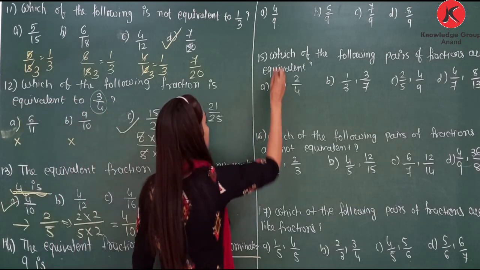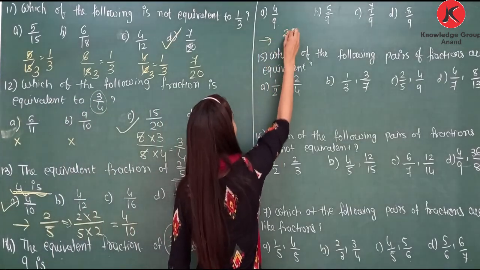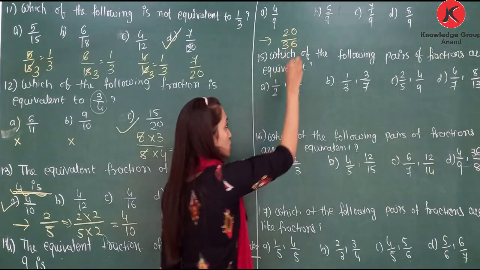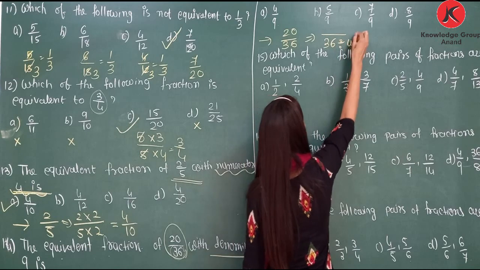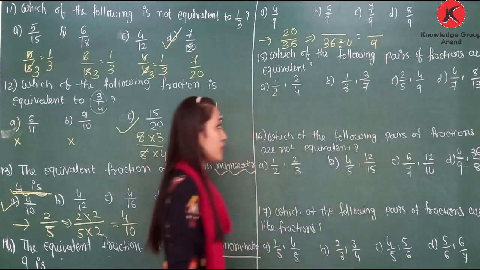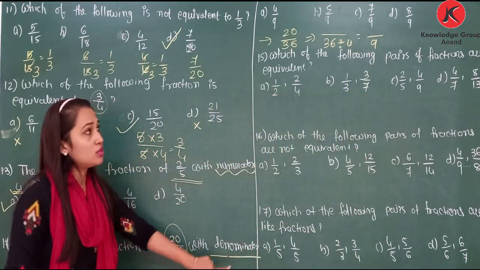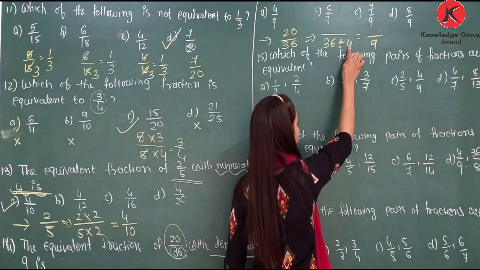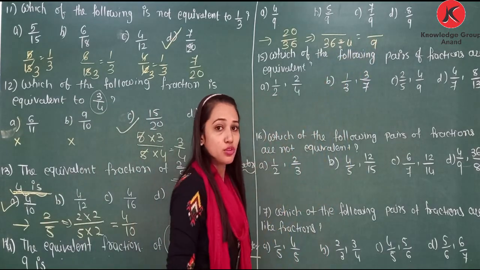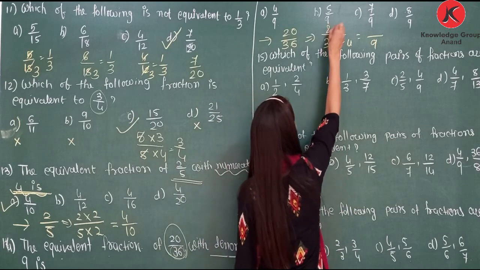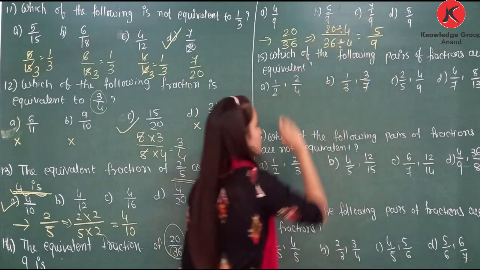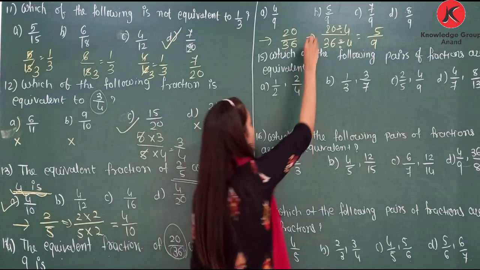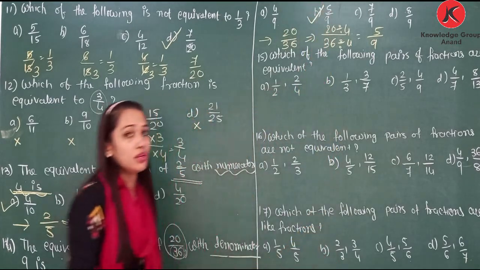Let's check. 20 by 36, that is our fraction. Divide 36 by 4 to get 9, because in the question we need denominator 9. So if we divide 36 by 4, we get 9. The same number we should divide in the numerator. 20 by 4, so the answer is 5. So 5 by 9. So that is the option. Clear?